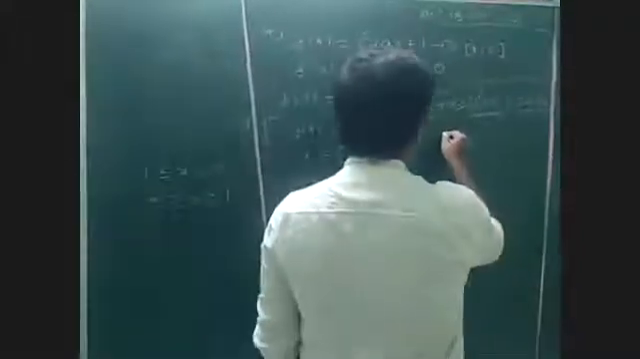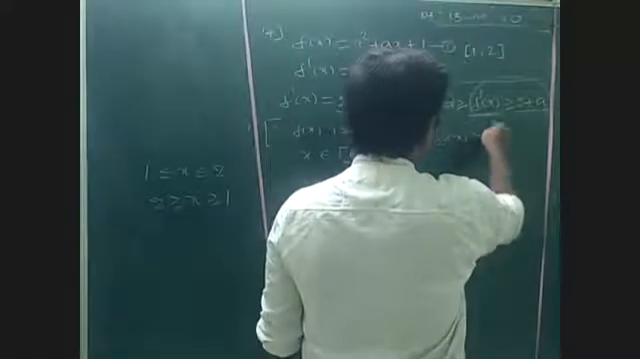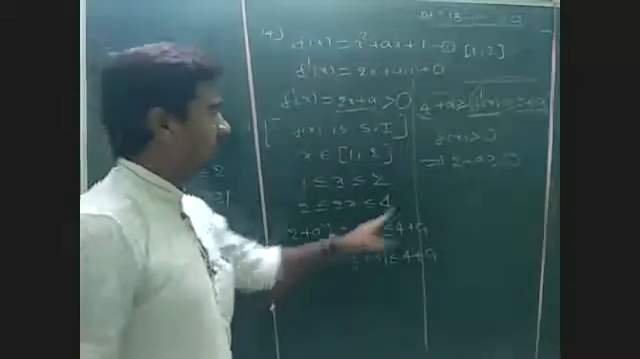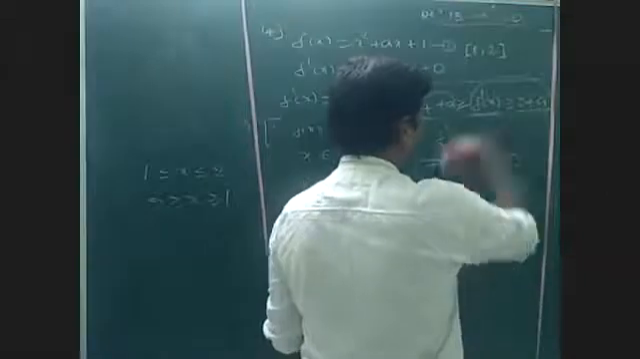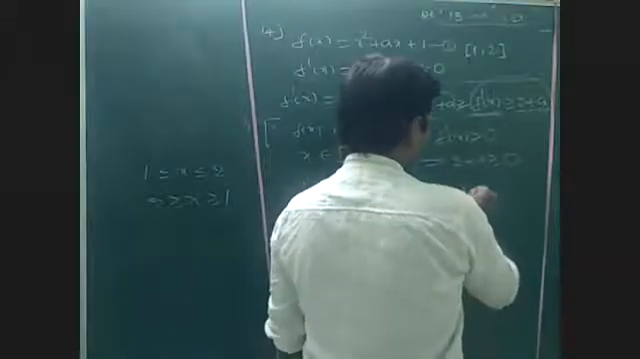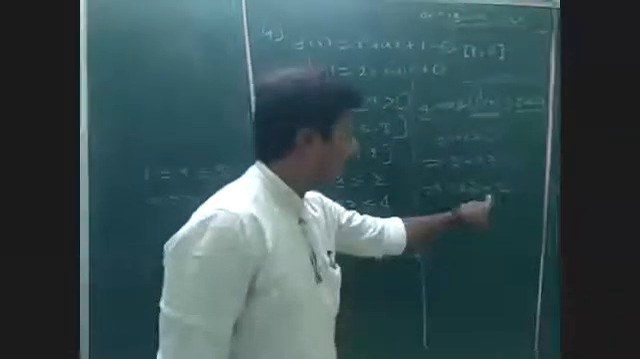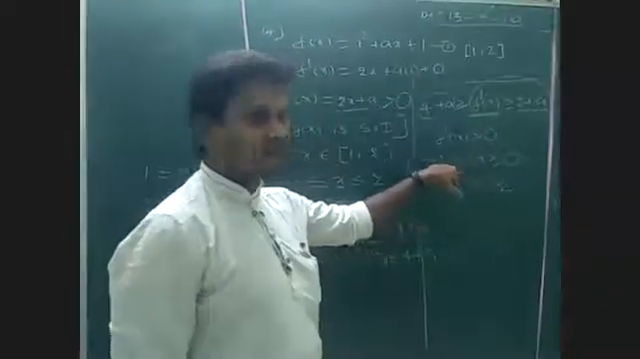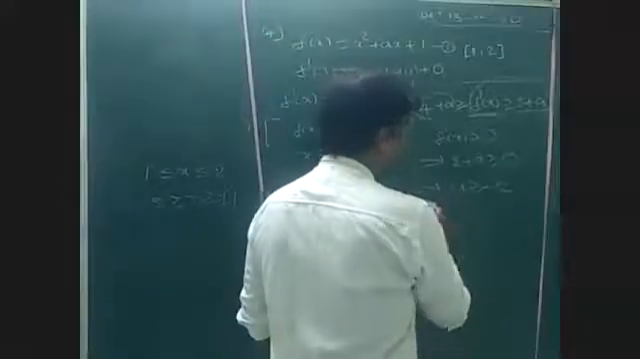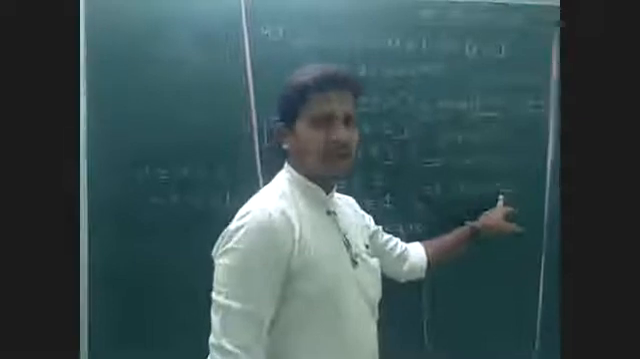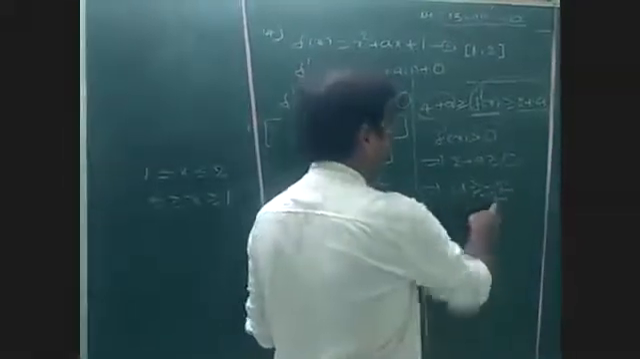So we can consider this value. Clearly f dash of x is greater than 0, which implies that 2 plus a is greater than or equal to 0. Here greater than or equal to will be there. Taking 2 to the right side, a is greater than or equal to minus 2. So what is the least value? f of x is increasing, so the least value of a is minus 2.